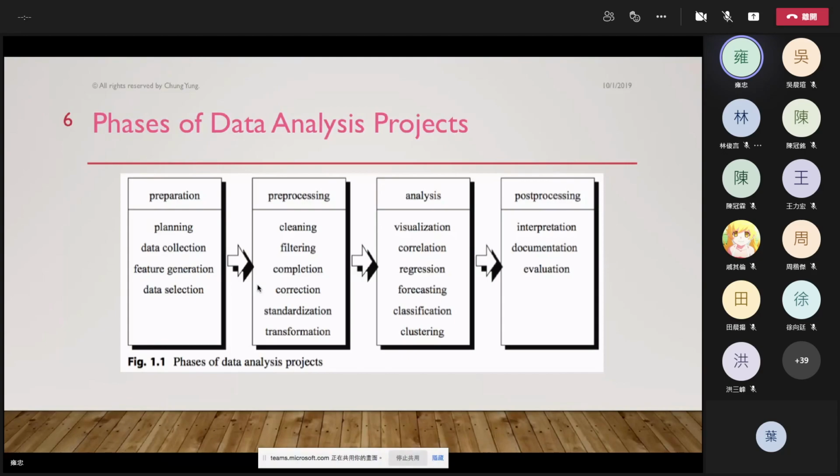Post-processing. After the analysis, there is some work still to be done. For example, interpretation of the data, documentation on what's going on in this project, and evaluating the success or failure of this analysis.